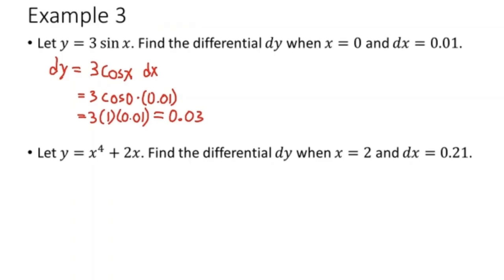Next, we're going to let y equal x to the fourth, and we're going to find our differential dy when x equals 2 and dx equals 0.21. So our differential dy will equal the derivative of our function, which is 4x cubed plus 2, times our differential dx. Now we can plug in our values.